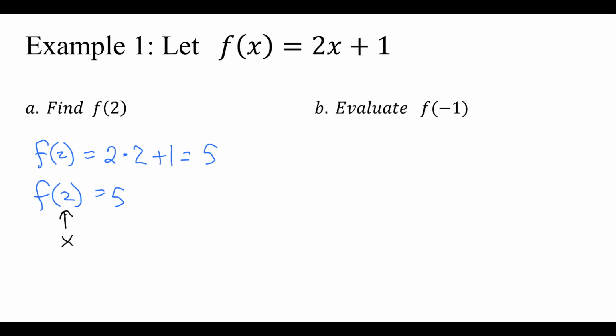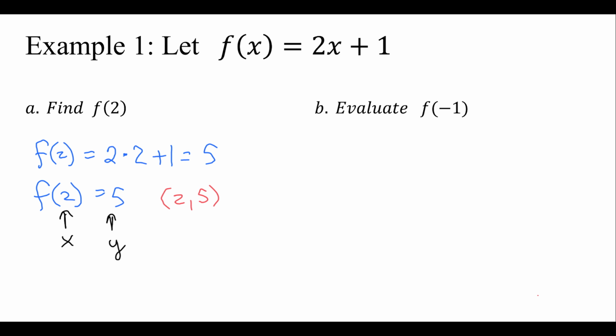So when my x was 2, my f of x ended up being 5. That's my y value. So when x is 2, my y value is 5. So this over here is my y value of 5. And there's another way for us to think about what f of 2 equals 5 means. That also is an ordered pair on a graph. So this is equivalent to the point (2, 5).